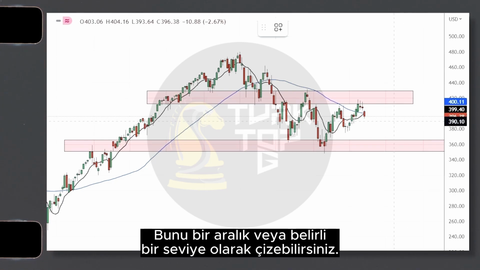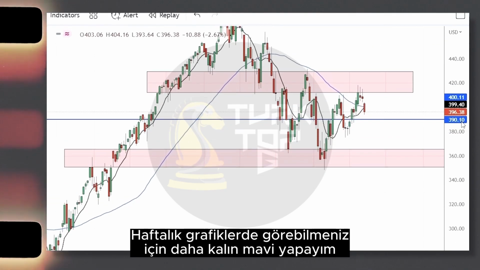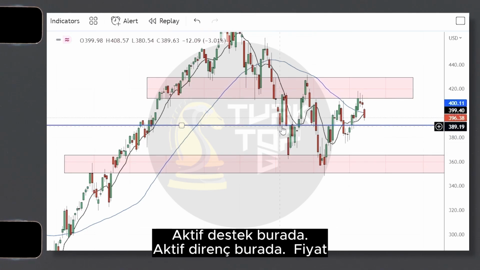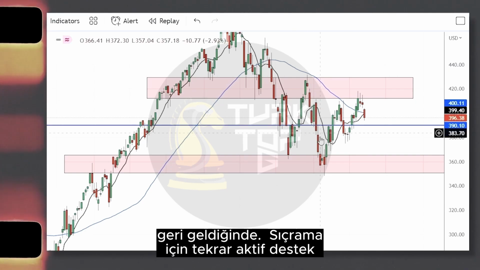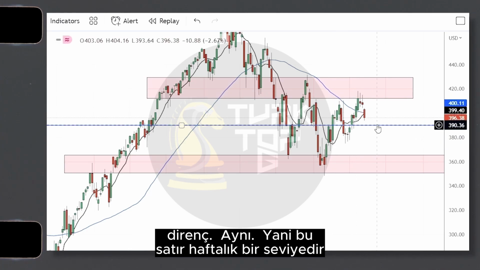Let me make it thicker, blue. So you can see on the weekly charts, this level has consistently kept price either above it or below it. Acted as support here, acted as resistance here. When price came back, acted as support again for a bounce. When price came back, acted as resistance again for a bounce. Same. So this line is a weekly level.